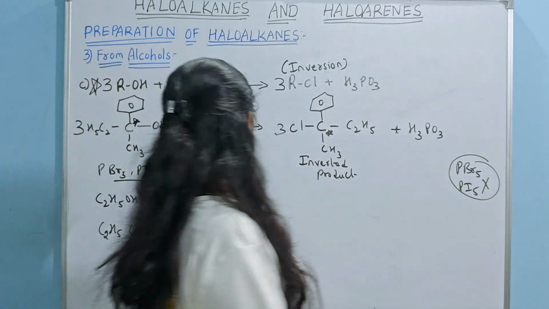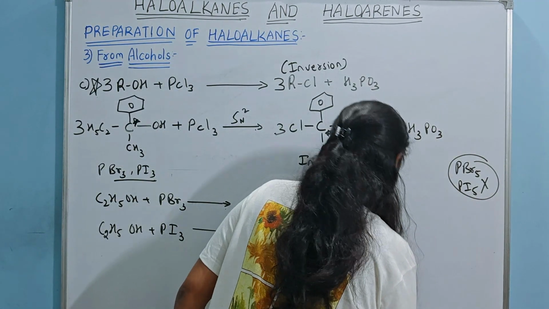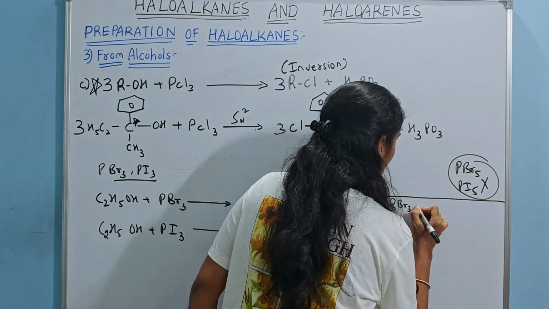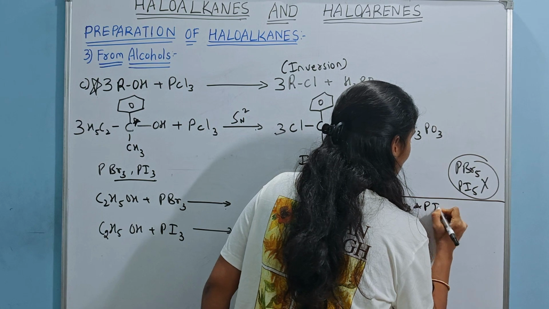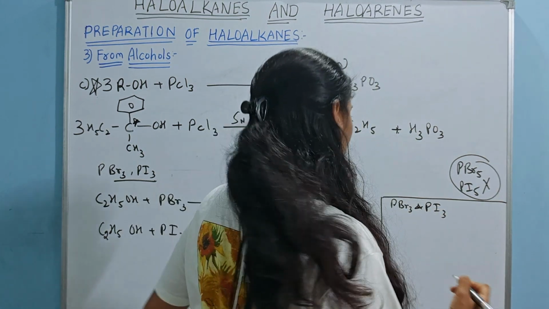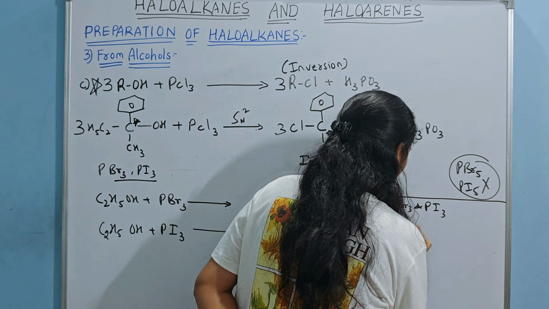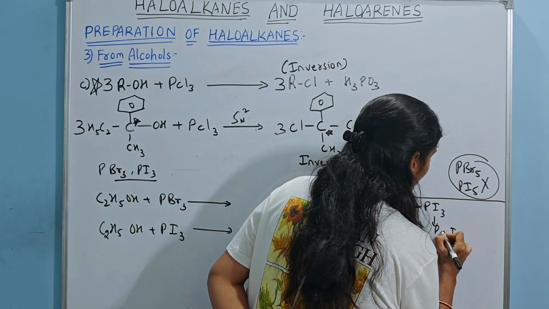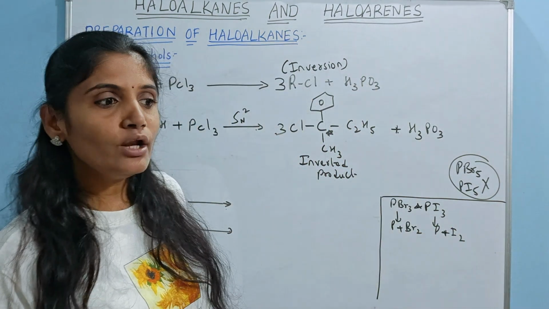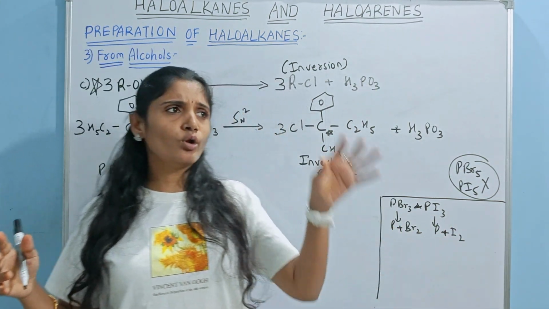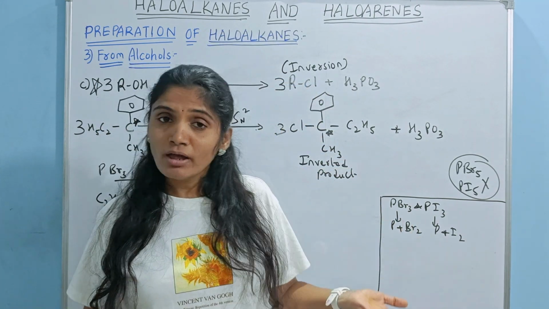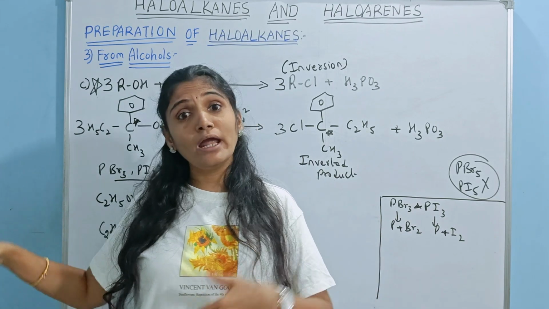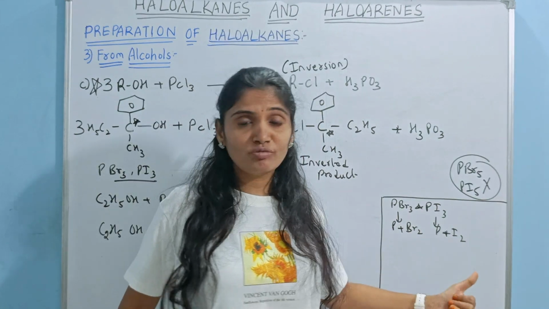Here I'll explain a small concept, please try to understand. PBr3 and PI3 easily break down. PBr3 easily breaks down into phosphorus plus Br2, and PI3 also easily breaks down into phosphorus and I2. That is the reason you will not have PBr3 and PI3 stored in bottles in the laboratory, because they get unstable and break down into phosphorus plus Br2 and phosphorus plus I2.